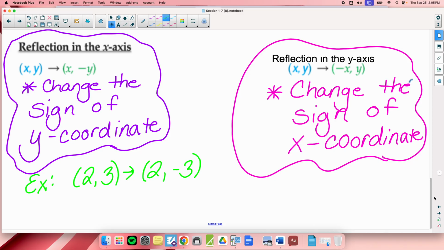If I look at what happens if I reflect it over the y-axis and I took the point (2, 3), this time I change the sign of my x coordinate. So what do you guys think this would be? (-2, 3). Very good, (-2, 3). Just the x changes sign. So you always change the one that's the opposite. If you're going over the y, you change your x. If you're going over the x, you change your y. Is that pretty easy? Okay.